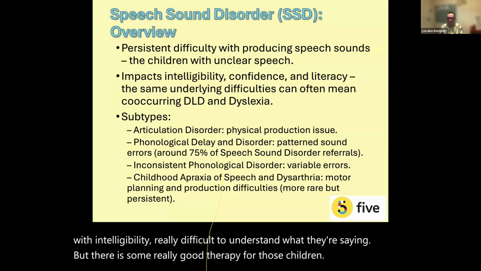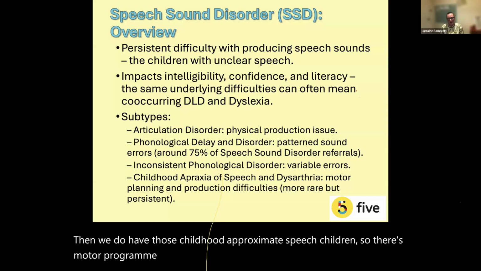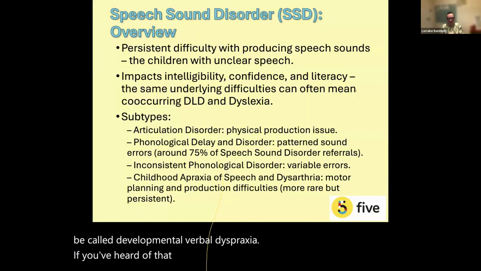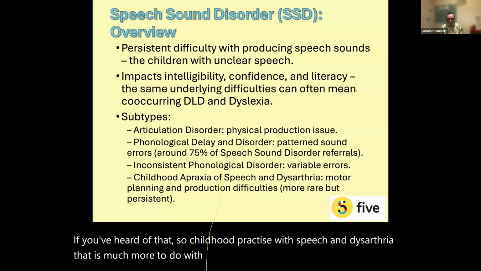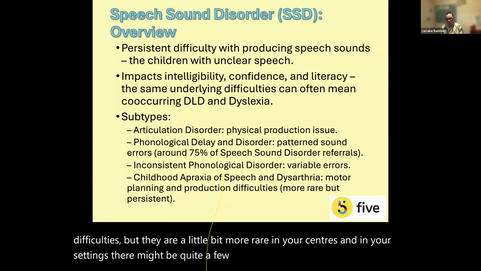Then we do have those childhood apraxia of speech children, so there's motor program difficulties. So CAS, childhood apraxia of speech, used to be called developmental verbal dyspraxia, if you've heard of that. So childhood apraxia of speech and dysarthria. That is much more to do with motor planning and production difficulties, but they are a little bit more rare. In your centres and in your settings, there might be quite a few of these children though.